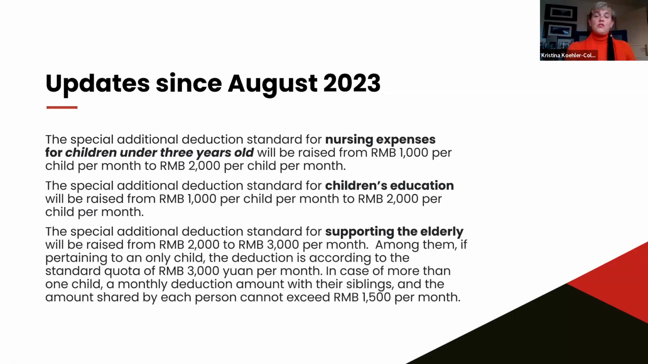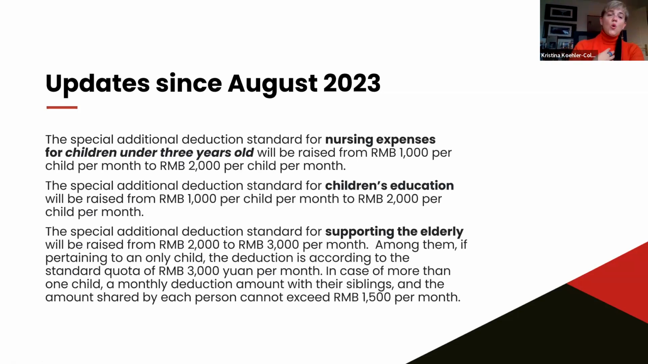Now, in addition to that, as of August 2023, the threshold of these 3 items were increased. So for nursing, I call them nanny expenses, for children under the age of 3, was raised from 1,000 RMB per month to 2,000 RMB. Again, you can see just costs are rising. Children's education was also increased from 1,000 to 2,000. Supporting the elderly was increased from 2,000 to 3,000.